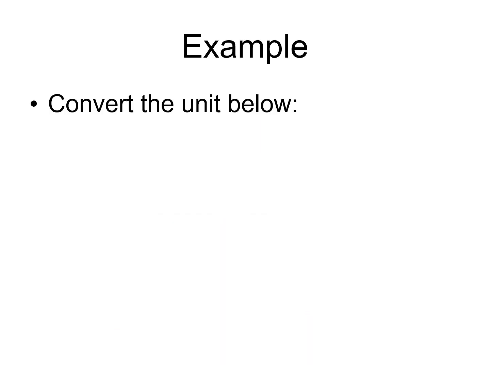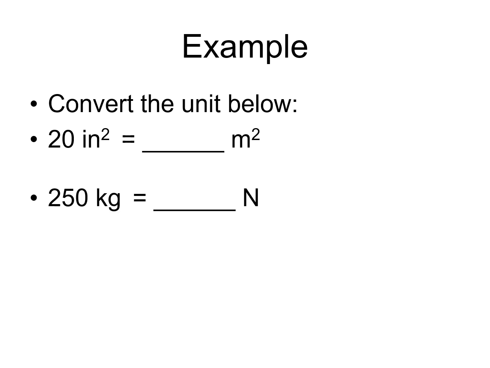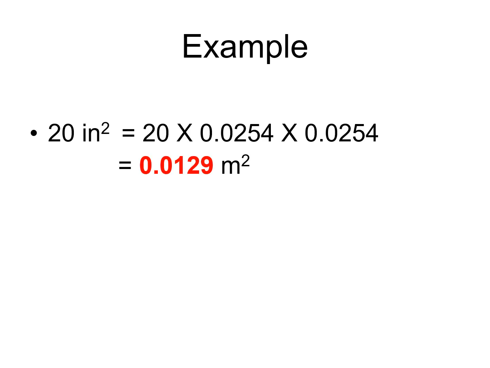As a start, why don't you look at this and try this? We're going to convert 20 inch square to meter square, and then kilogram to Newton, mass to weight, and then 500 pound into Newton. So I don't think we have any problems. I'm going to proceed. This 20 inch square is equal to 0.129 meter square.